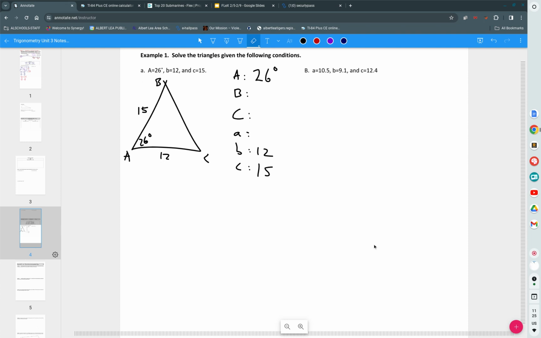Talk to the person next to you and classify what kind of triangle this is. Is this an angle-side-angle? Is it a side-side-side? Is it side-side-angle? What kind of triangle is it? Talk for 20 seconds, decide. Okay?